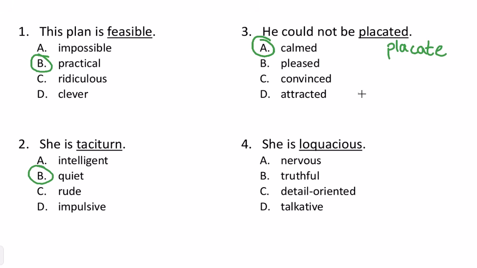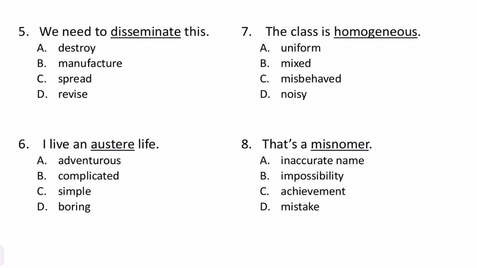She is loquacious. Whenever somebody is loquacious, they're very talkative. They like to say a lot of words. So she is very loquacious. So number one is B, number two is B, number three is A, and number four is D. Number five, we need to disseminate this. Correct answer is we need to spread this.